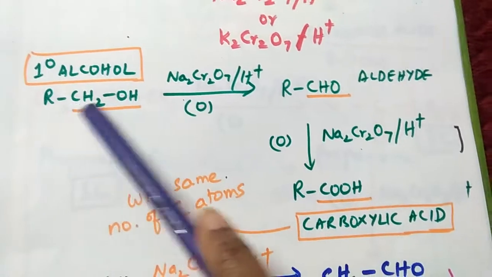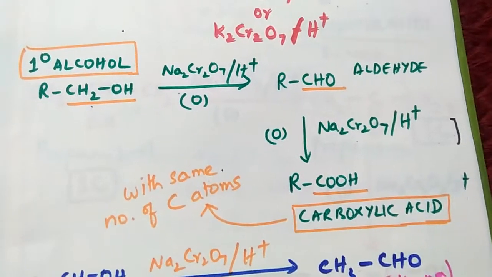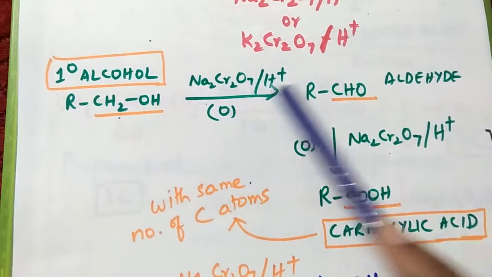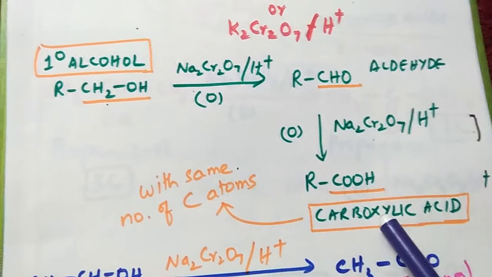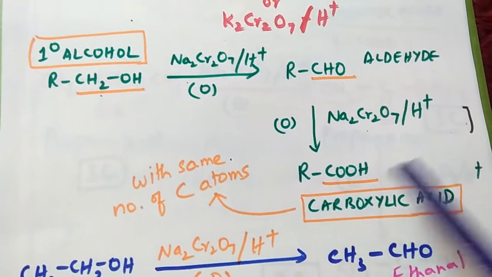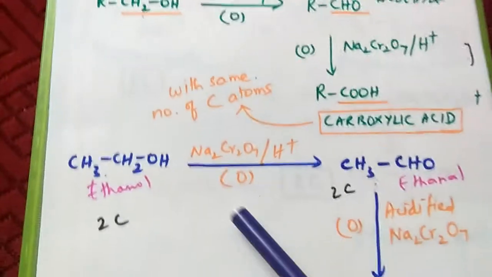So the final product of a primary alcohol is carboxylic acid. Further it can be oxidized to carbon dioxide and water. Here when you observe the primary alcohol, the same number of carbon atoms will be there in the carboxylic acid also. Right from the starting material till the ending product, the number of carbon atoms remains the same. That is in the case of primary alcohol.